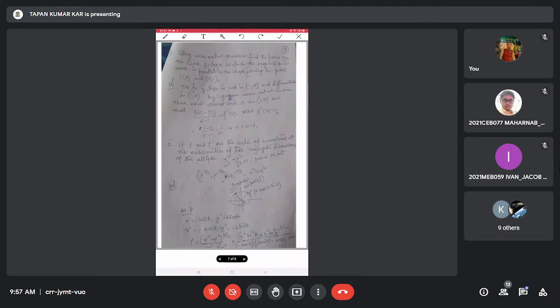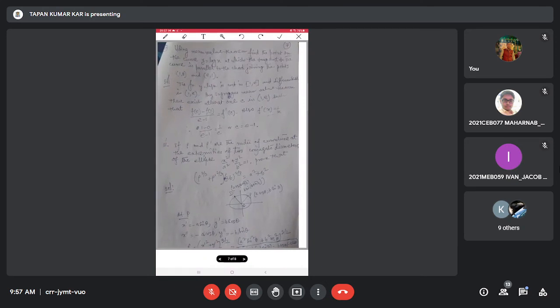One example, look at this. First, read yourself, try to understand, then I will explain. Using the mean value theorem, find the point on the curve y equal to log x at which the tangent to the curve is parallel to the chord joining the points (1, 0) and (e, 1). Try to understand the problem. Then I will explain.